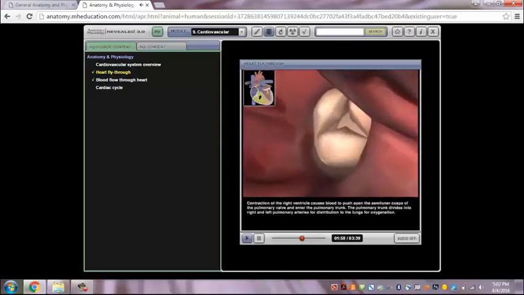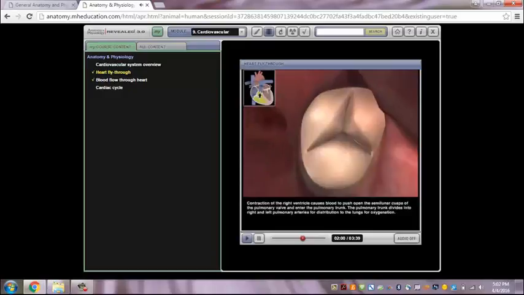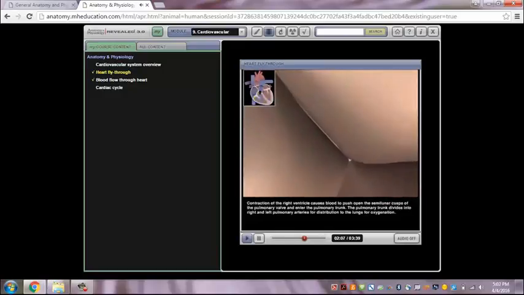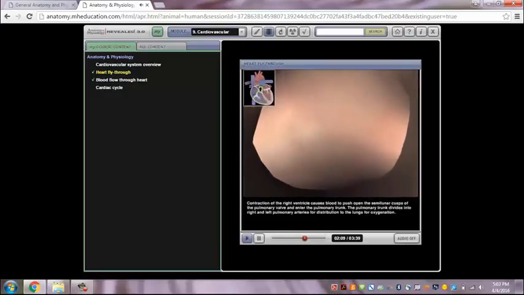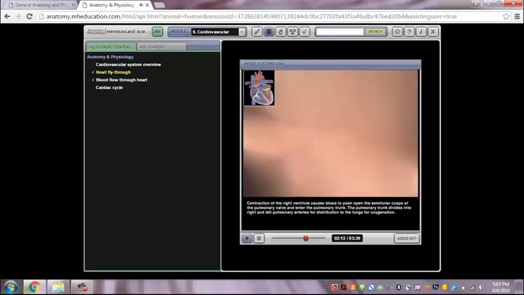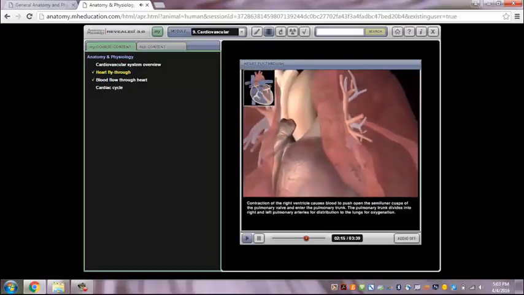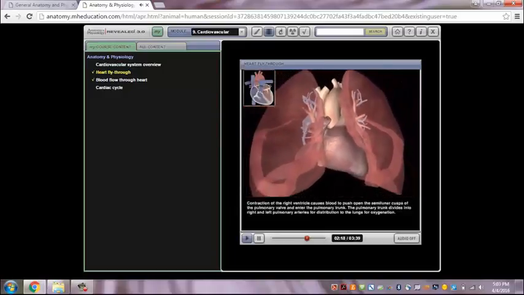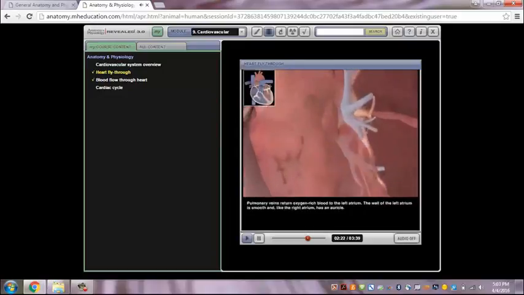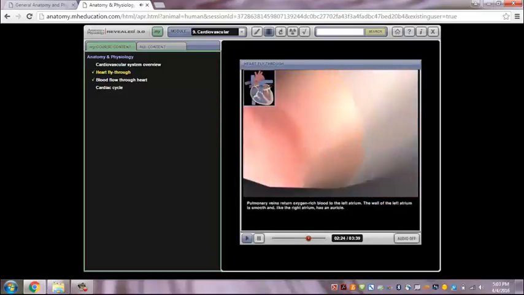Contraction of the right ventricle causes blood to push open the semilunar cusps of the pulmonary valve and enter the pulmonary trunk. The pulmonary trunk divides into right and left pulmonary arteries for distribution to the lungs for oxygenation. Pulmonary veins return oxygen-rich blood to the left atrium.